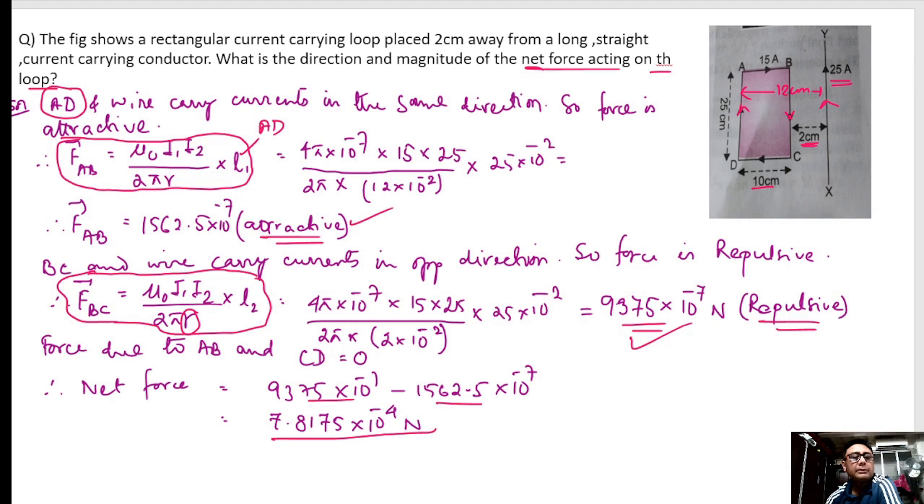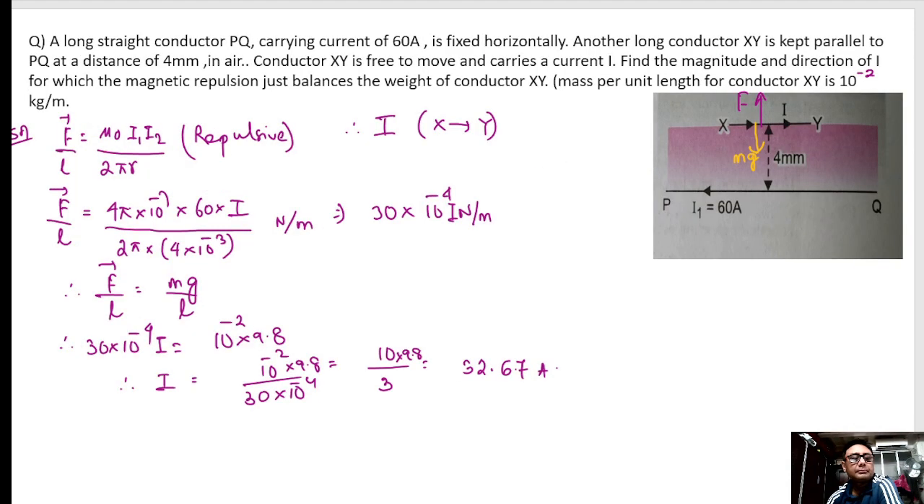Okay friends, so let's see the next sum. There is a long straight wire PQ carrying current 60 amperes in this direction. There is a wire XY carrying current I in this direction. So please note that the currents are flowing in opposite directions, so there has to be a repulsion. Repulsion will be there.